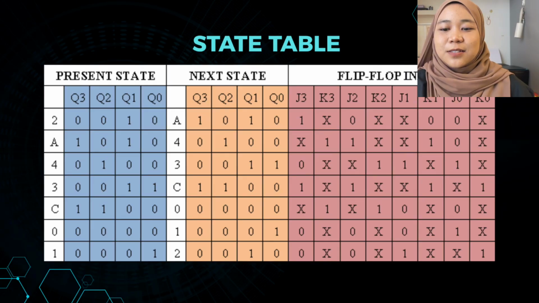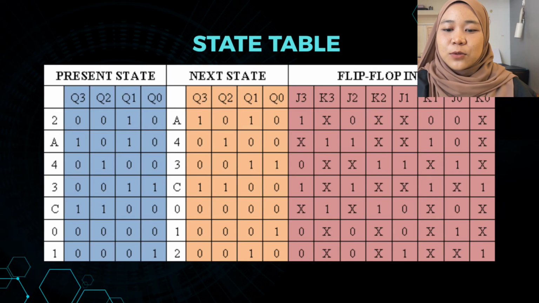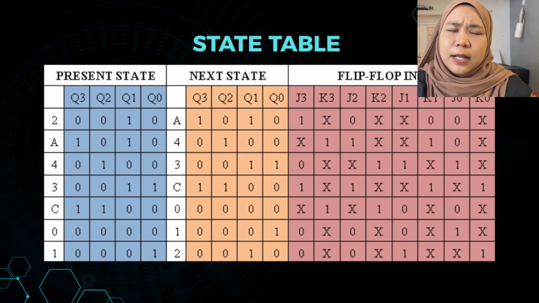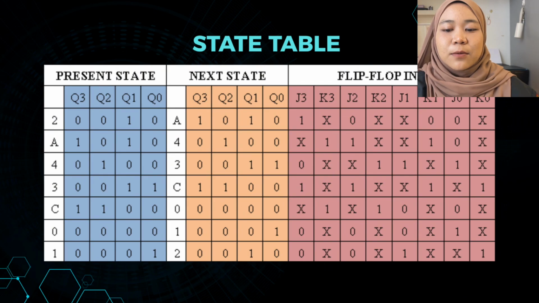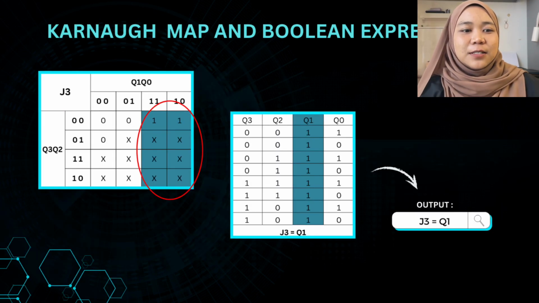Okay, next, continue to state table. This is our state table that shows how the counter transitions from one state to the next. It also includes the necessary input for each JK flip-flop. In the table, we have several X values. This represents a don't care condition, meaning the value can be either 0 or 1 without affecting the output. This helps simplify logic later during K-map reduction.